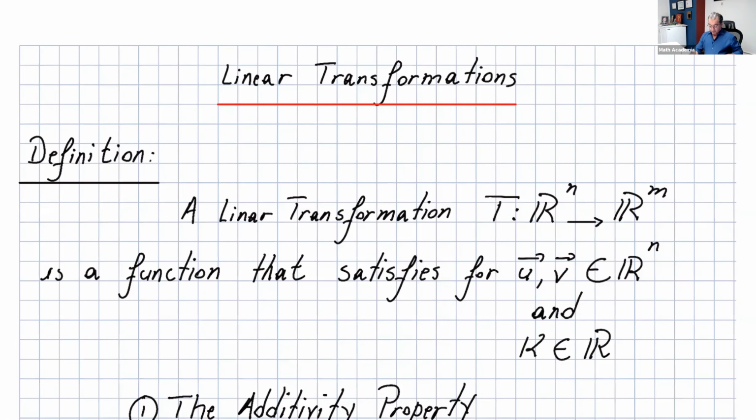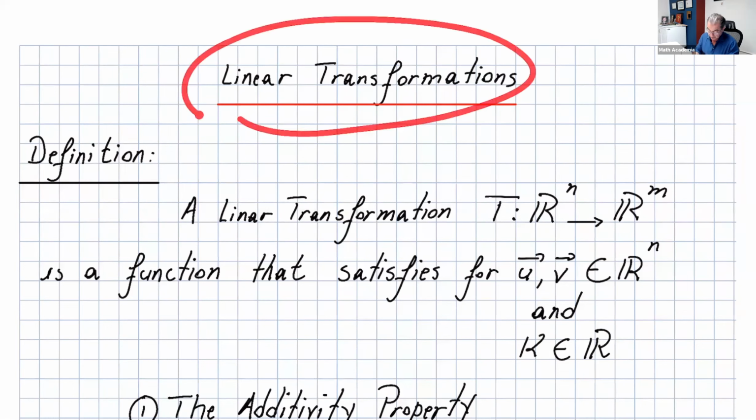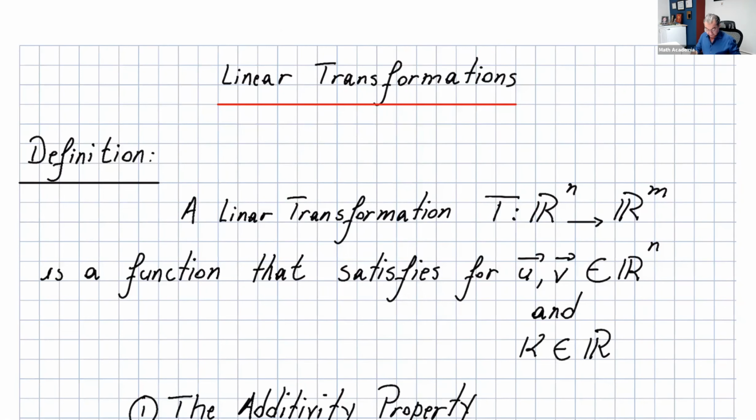Hi and welcome everyone. In this lecture, I want to go over linear transformations, give you an introduction to them, and then in the next lectures we'll see how they're used.